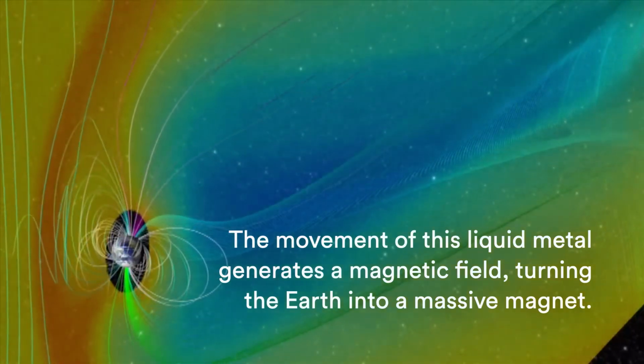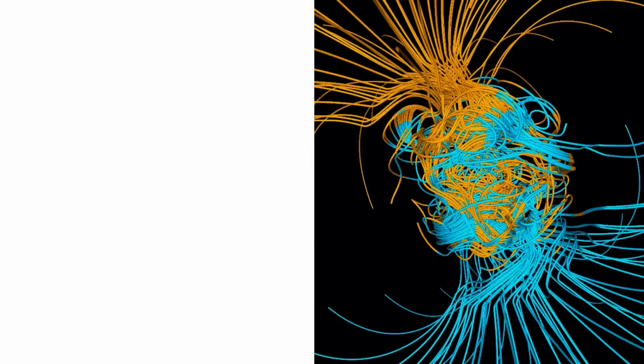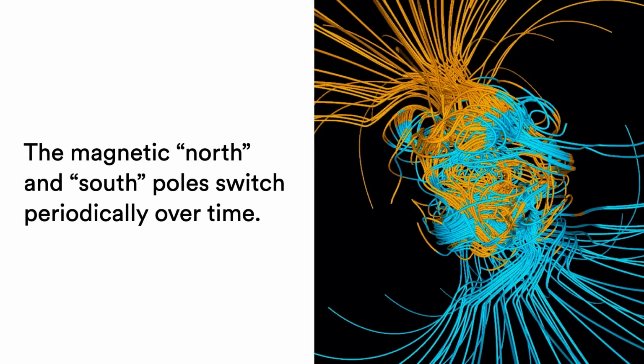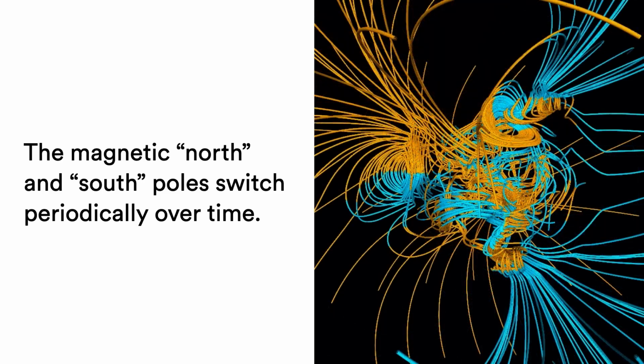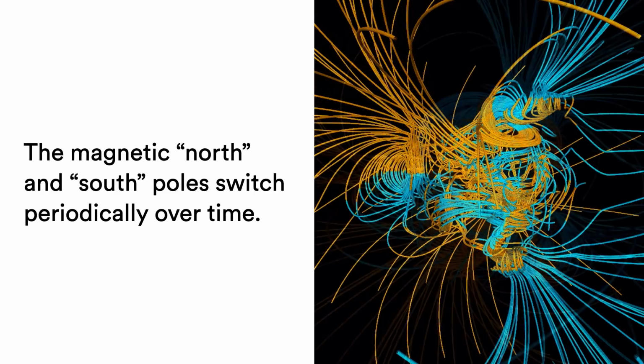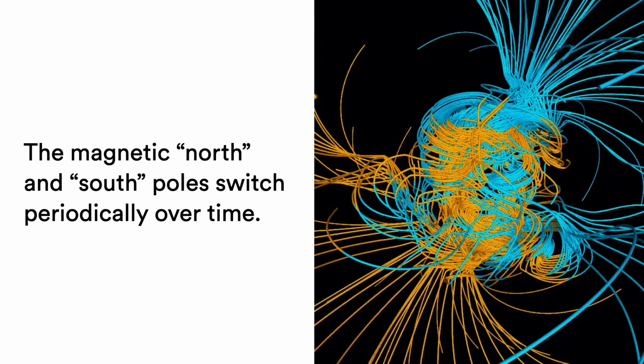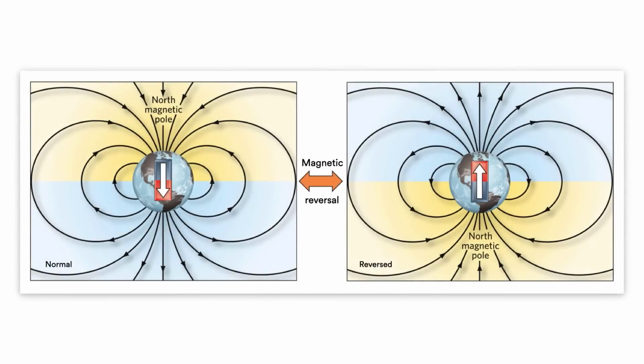Now, a strange phenomenon we have seen on Earth is that the magnetic north and south poles switch periodically over time. So if you look at this visualization, let's say that the orange area represents the magnetic north and the blue represents the magnetic south. Now, over time, those poles will become kind of all haywire and then eventually flip, so that north has become south and south has become north. This is known as a magnetic reversal, and we see it happen on a fairly regular timescale throughout Earth's geologic history.